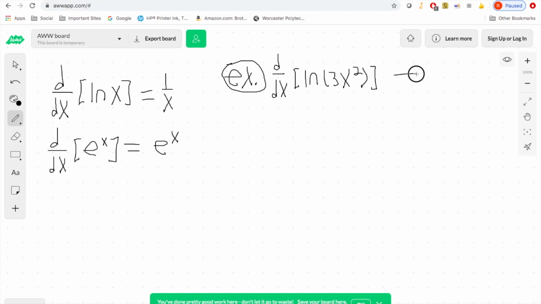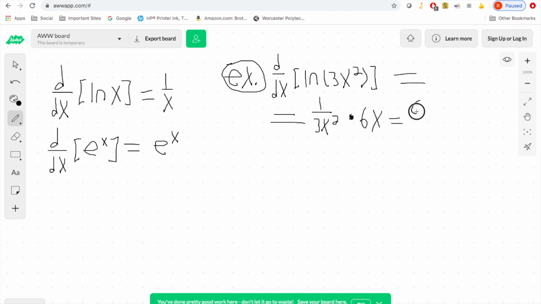Alright, so first what I'm going to do is I'm just going to apply the formula that we have. Derivative of ln x is 1 over x. So the derivative of ln 3x squared, 1 over 3x squared. Simple enough there, but there is chain rule here. It's a composition. So we need to multiply by the derivative of what's inside of that ln. The derivative of 3x squared is just 6x.